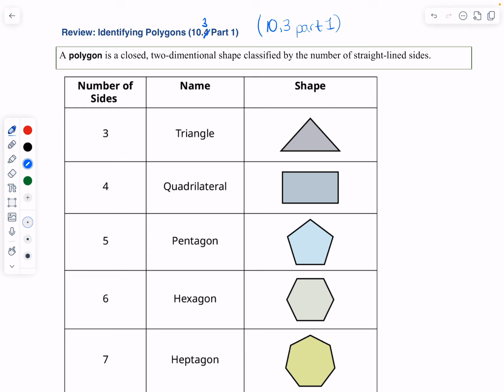There, a polygon is a closed, two-dimensional shape classified by the number of its straight-lined edges. So if we have 3 sides together at what's called vertices, those are corners, this is called a triangle. If we have 4 connected vertices with lines in between, this is called a quadrilateral. And quadrilaterals can come in many different shapes. They can be squares, rectangles, parallelograms, trapezoids, etc.